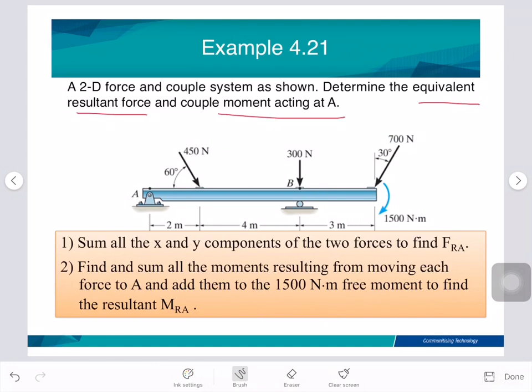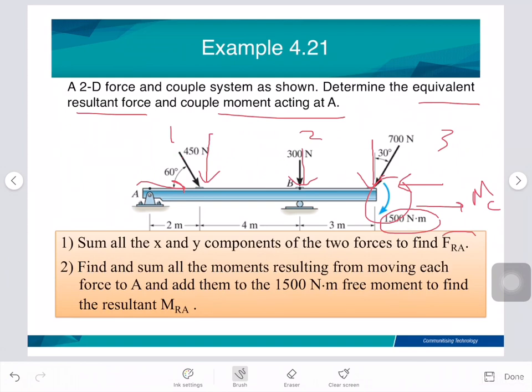We identify, number one, the force is coplanar, so we need to resolve it into X and Y components. Then this force is already vertical. And number three is also coplanar, so we need to resolve it into Y and X. This is the couple moment. Because a couple moment acts at any position, we just take the value 1500 Newton meter.